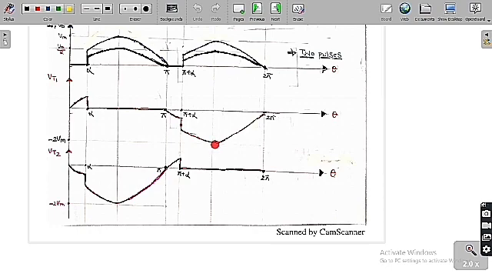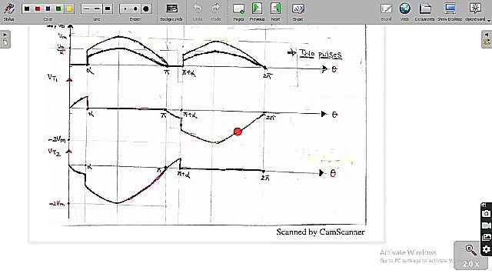Because at this instant, Vt1 is equal to VAN minus V0. As VAN is equal to minus Vm and V0 is equal to plus Vm, if you do the subtraction we finally get minus 2 Vm. So minus 2 Vm is the reverse voltage across thyristor T1. At this point, V0 is equal to Vm and VAN is equal to minus Vm.